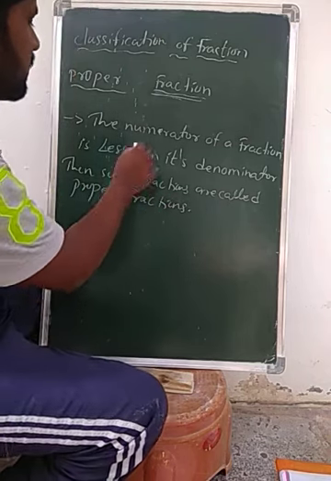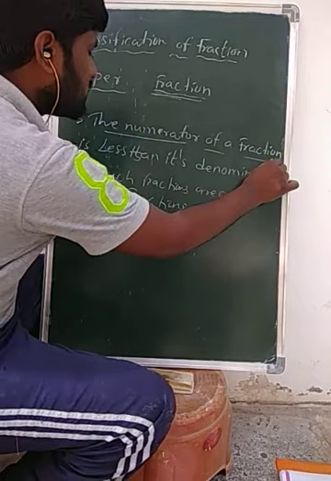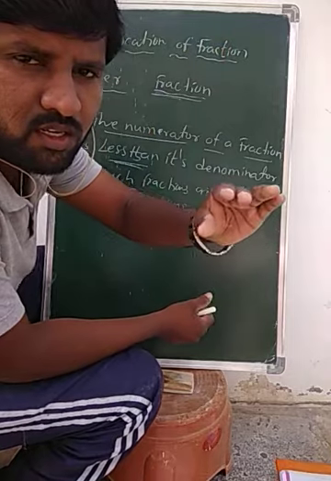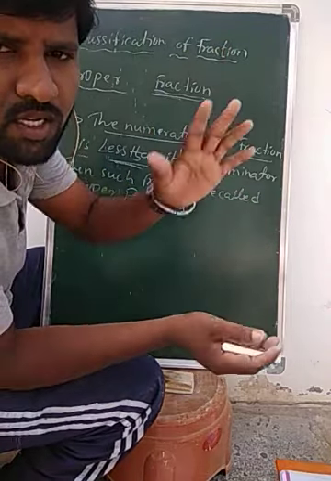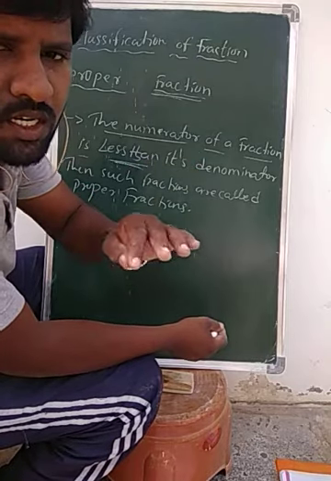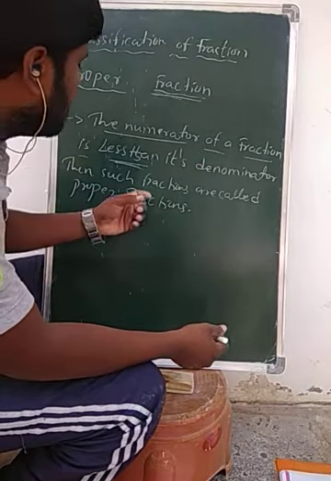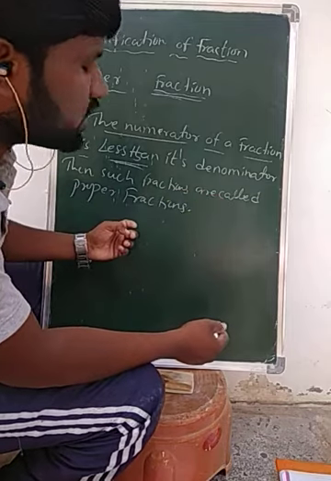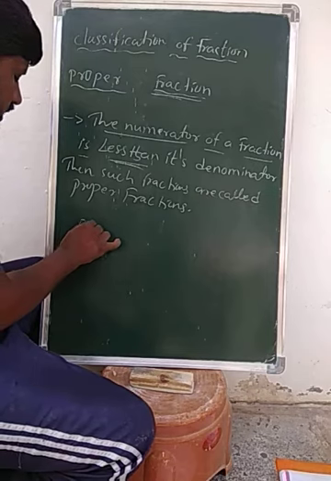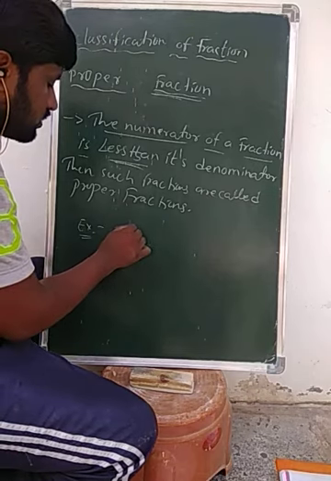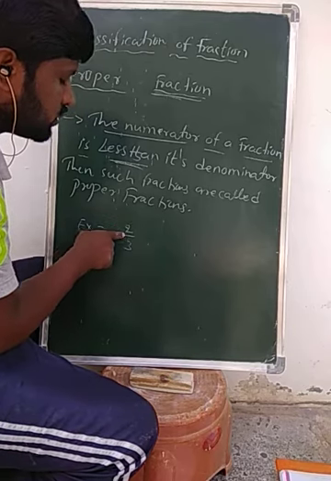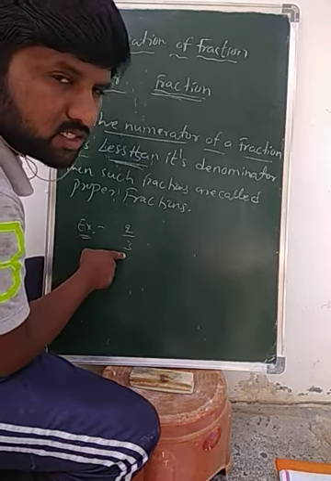Proper fractions. What Nana? Simply, the numerator of a fraction is less than its denominator. The numerator is a small number, the denominator is a big number. Okay na? The numerator of a fraction is less than its denominator. Denominator kante takku undali. So then such fractions are called proper fractions. The examples are 2 by 3. 2 is a numerator, 3 is a denominator. 2 is small and 3 is big.